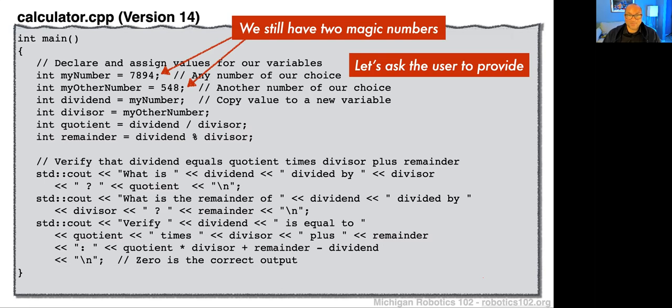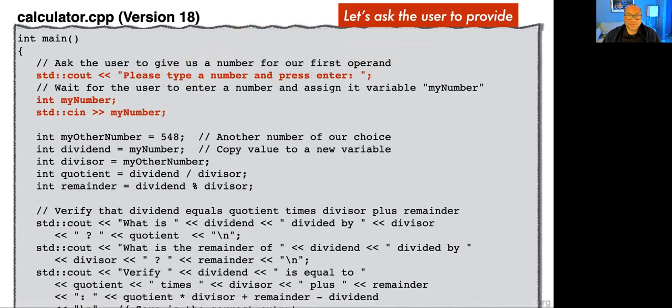does is compute the answer to 7,894 divided by 548. And what good is a program that does that? Would you buy a calculator that only performed division on two specific numbers? You never would. So let's do it like a real calculator and ask the user to provide these numbers. And C++ has a way for us to do that.